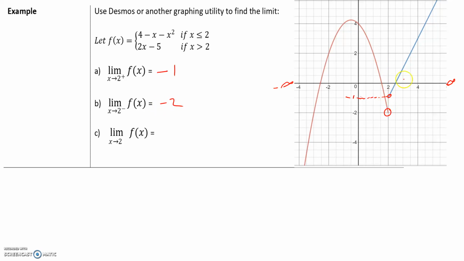So from the right, the graph approaches negative 1 as x approaches 2. From the left, the graph approaches negative 2 as x approaches 2. Therefore, the limit does not exist. The limit only exists when the graph approaches the same value of y coming from the left and from the right.